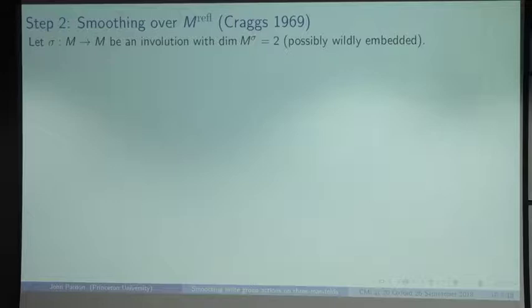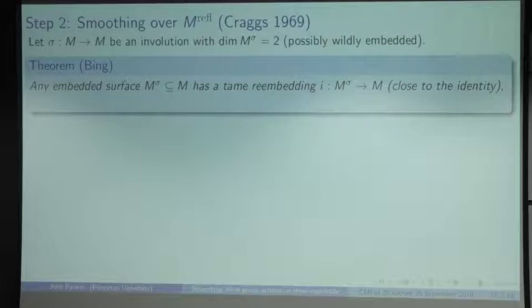The key point in this proof of Crags is the following result of Bing, which has a similar flavor to the result we're proving. It says that any possibly wild embedding of a surface has a tame re-embedding which is close to the identity. So again, it's saying tame objects are dense. You can C0 approximate any embedding with a tame embedding. Okay, and moreover, it's unique up to small isotopy. More precisely, for every epsilon, there's a delta such that any two tame re-embeddings which are delta close to the identity are epsilon small isotopic.